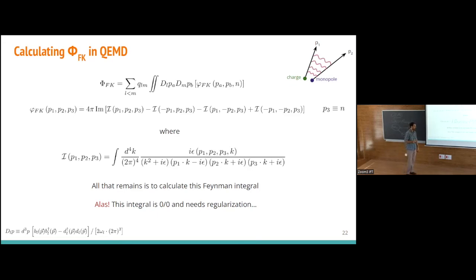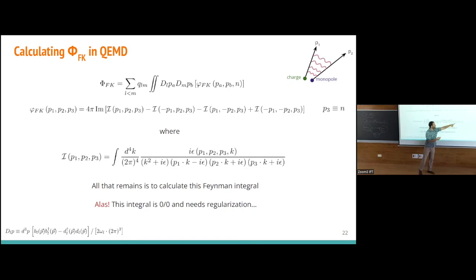And let me explain to you very simply why it's 0 over 0. From Lorentz invariance, the result of this integral with the k here will be either proportional to P1 or to P2 or to P3, but I'm contracting it with an epsilon. So if I put a linear combination of P1, P2, and P3 here, I'm just going to get 0. But I'm also getting a 0 from the integral over the denominator, just by dimensional analysis. So this is 0 over 0. It needs to be regulated.